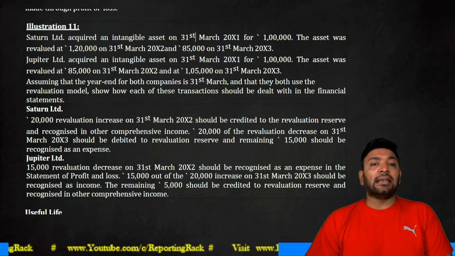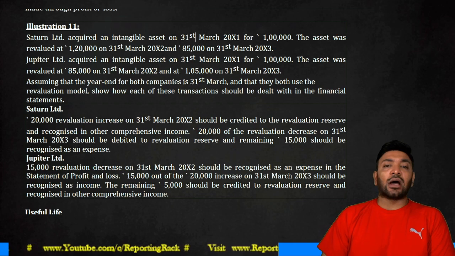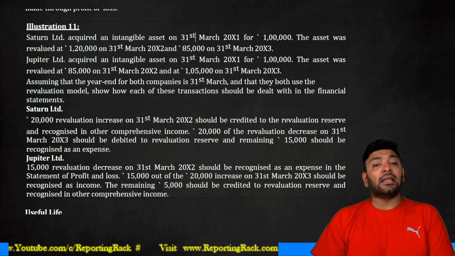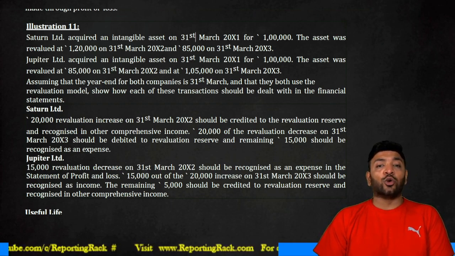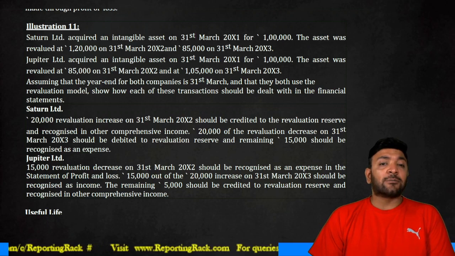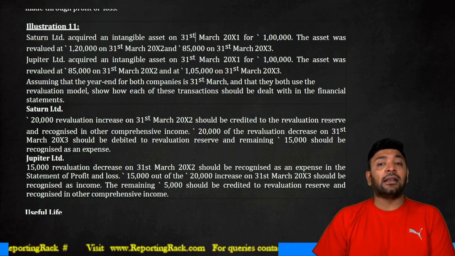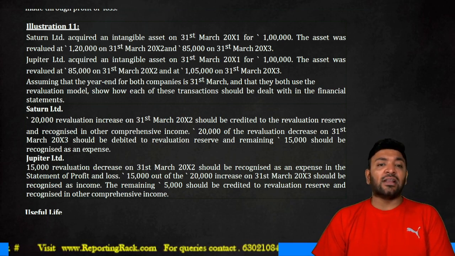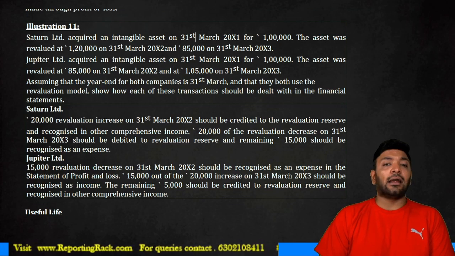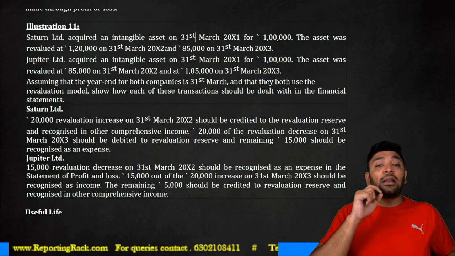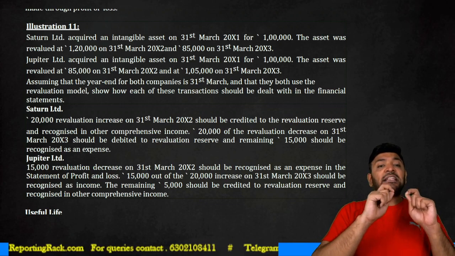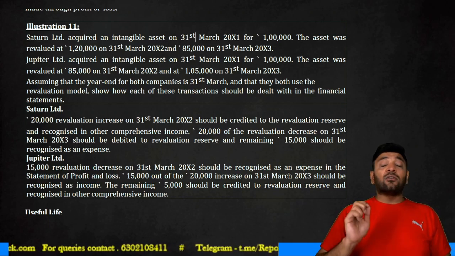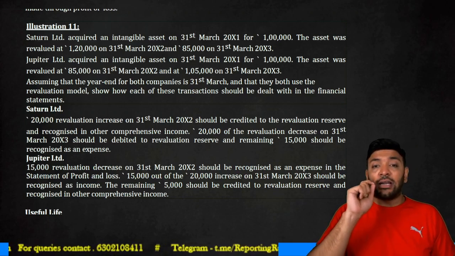Saturn acquired an intangible asset on 31st March 2021 for 1 lakh. The asset was revalued at 1,20,000 on 31st March 2022. What should be the entry that you pass? Subsequent measurement is the revaluation model. So with the revaluation model, there is an increase in the carrying value of the asset. How do you recognize it? Initial upward revaluation is credited to revaluation surplus. So intangible asset account debit 20,000 to revaluation surplus 20,000. That will be the entry to be recorded on 31st March 22.